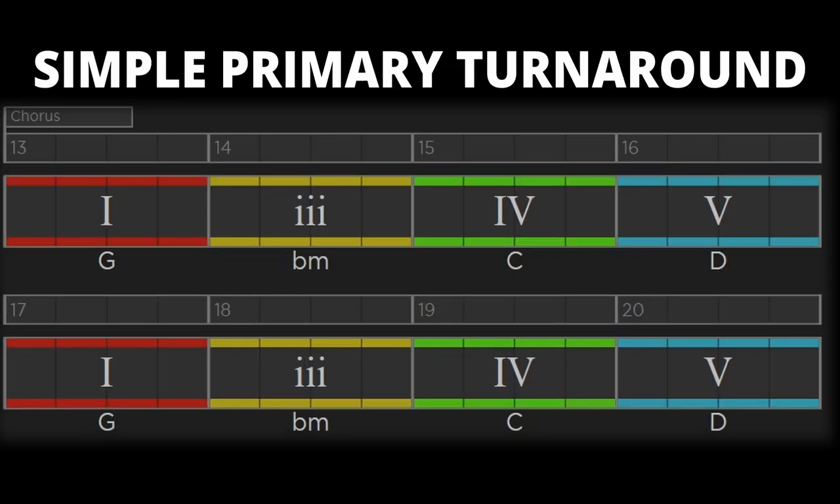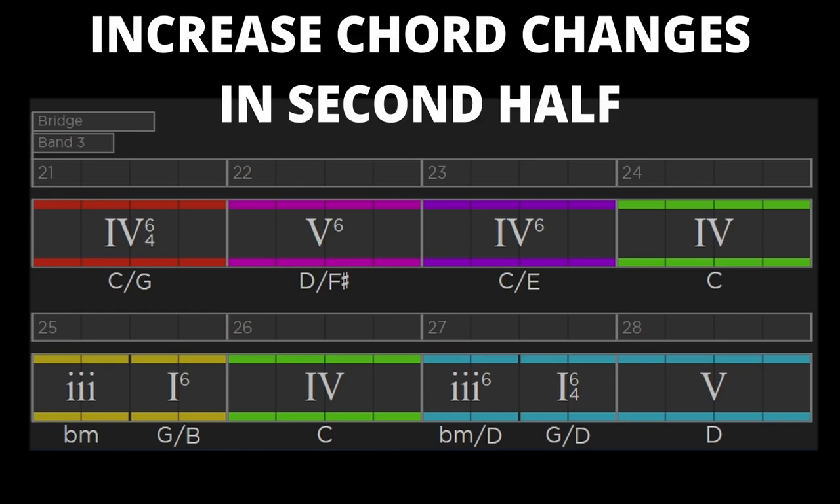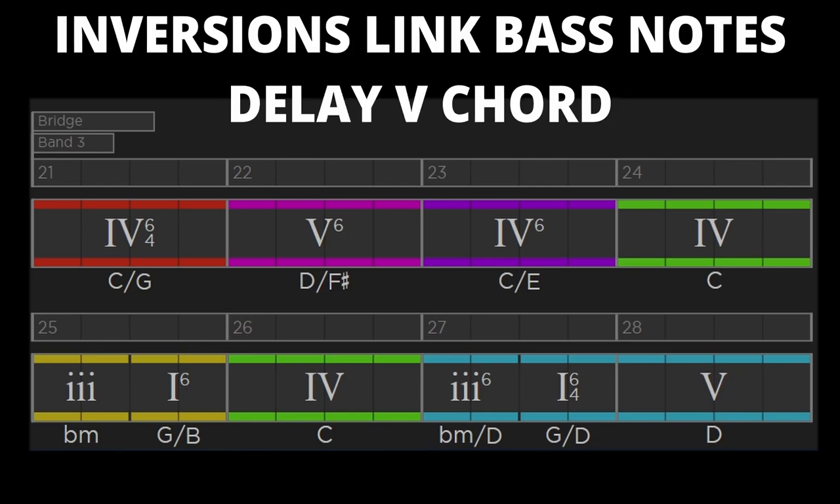Our chorus has become a simple primary turnaround, which is in Roman numeral order. It is the only turnaround, and the lack of inversion gives it a clarity compared to the rest of the song. The first half of the bridge is unchanged to keep the descending feel. In the second half, we introduce half bar 3-1 changes to inject some movement. We use inversions so that the chords share bass notes.